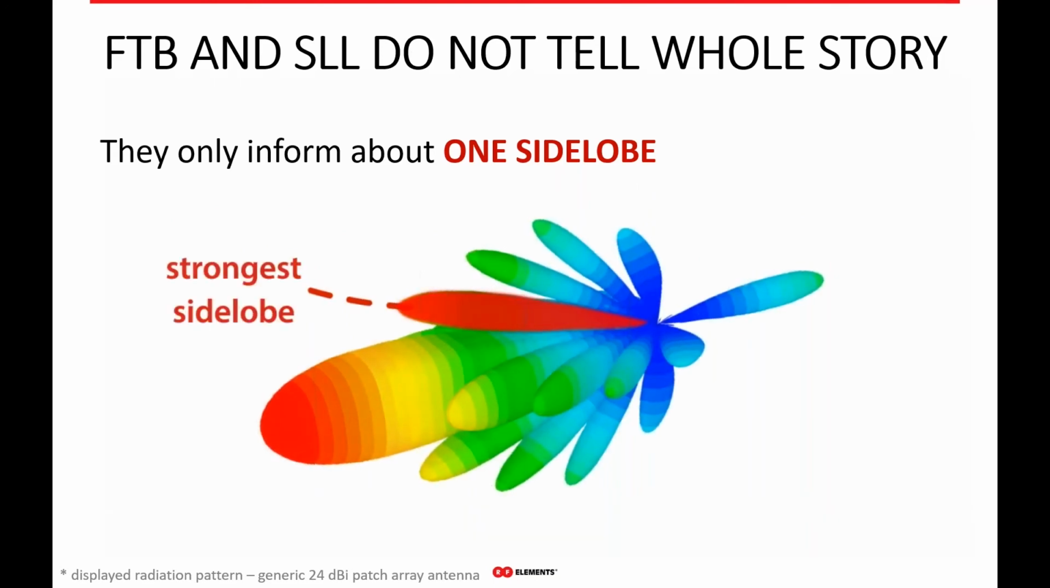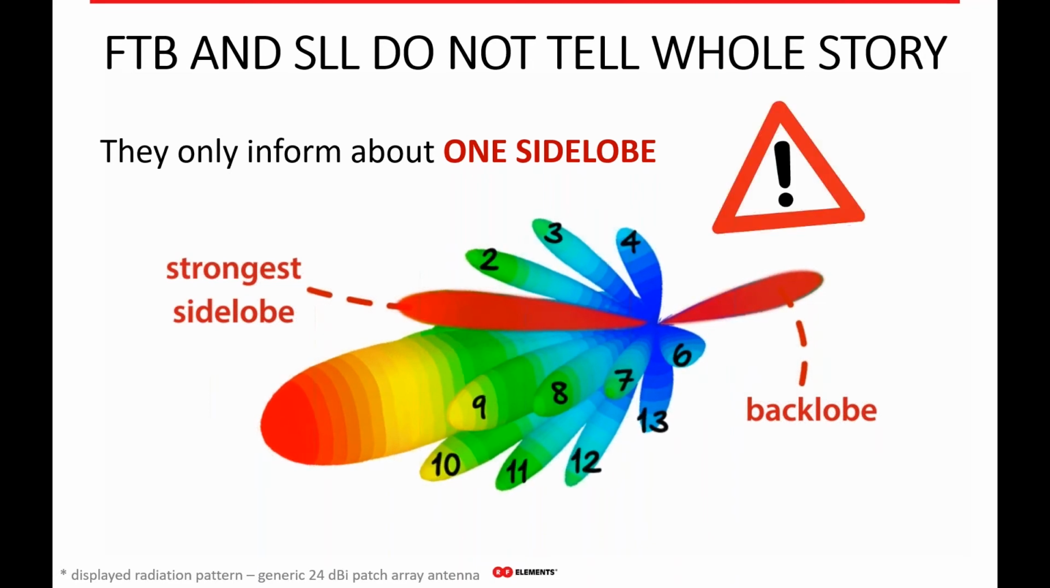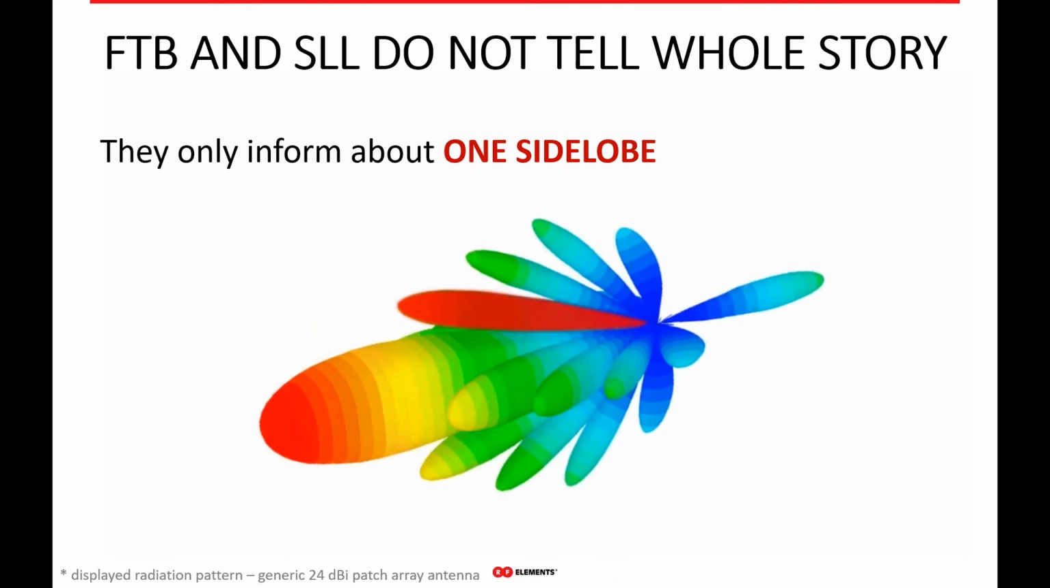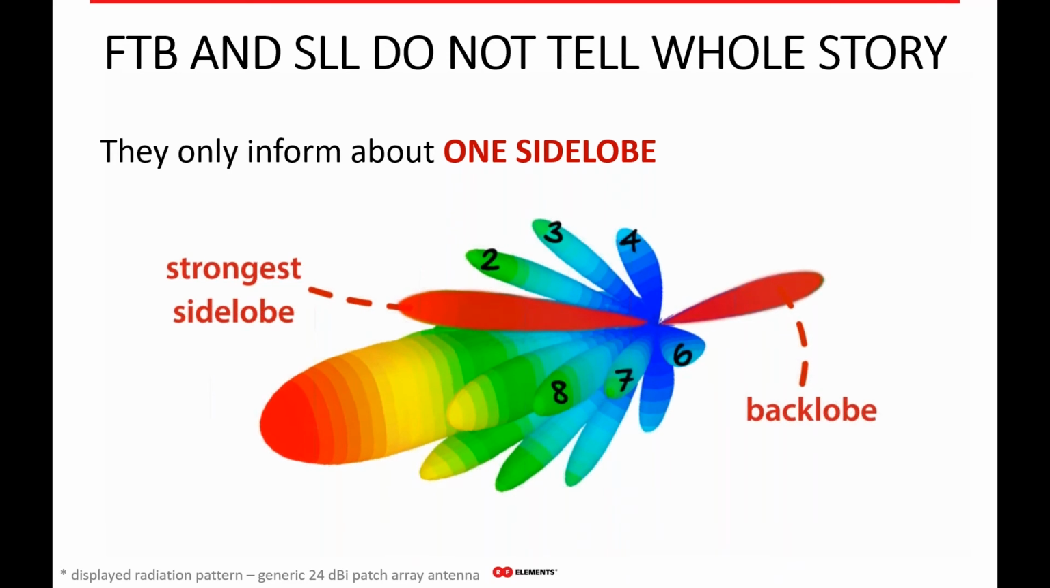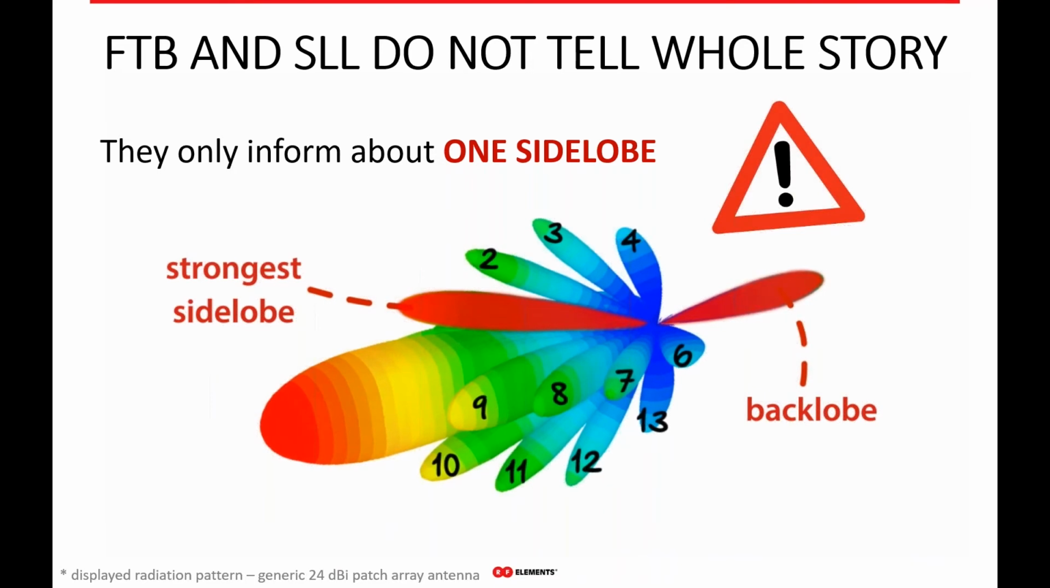So, side lobe level is therefore a similar metric to front to back ratio. It tells you what the strongest side lobe is at one frequency, but nothing about the rest of the side lobes throughout the entire useful bandwidth of an antenna. And that's the biggest issue with these metrics. In WISP networks, all side lobes matter, not just a single side lobe.